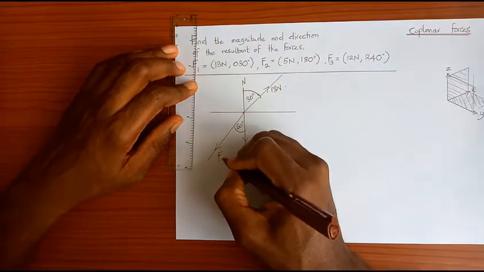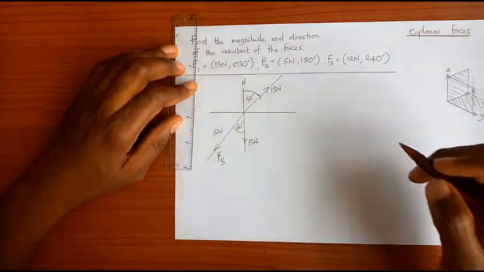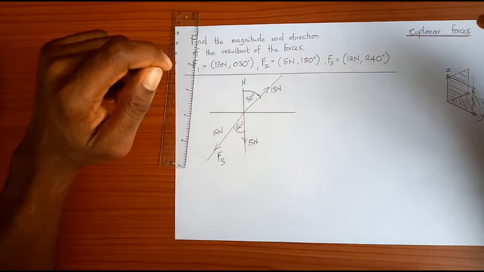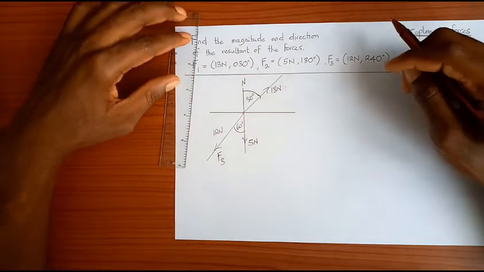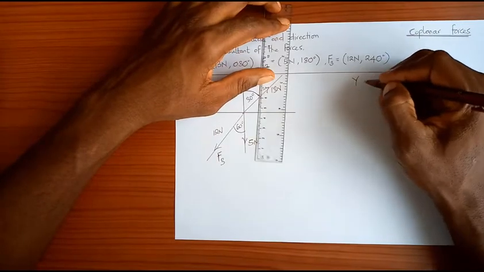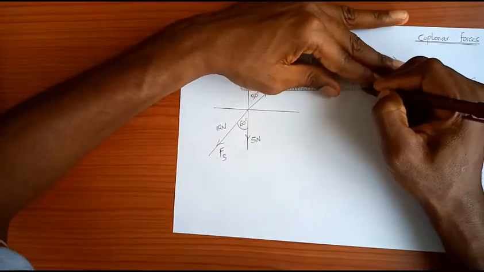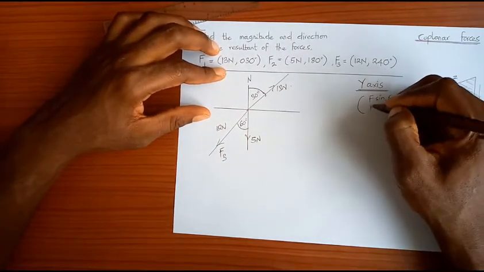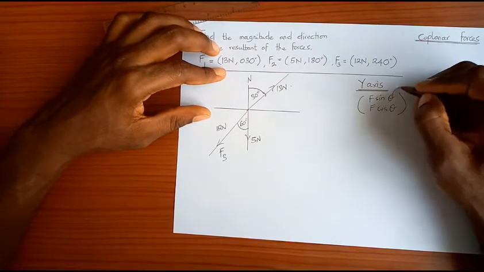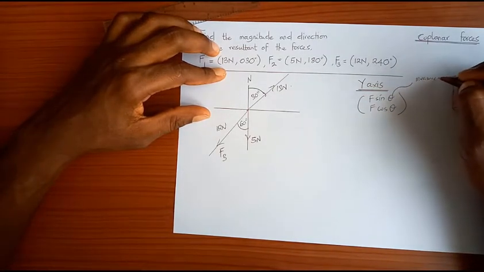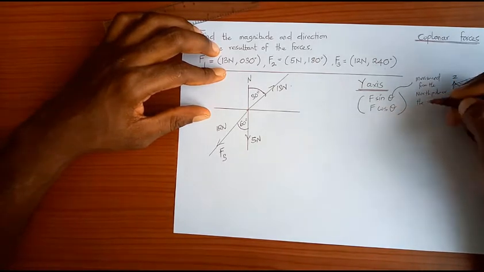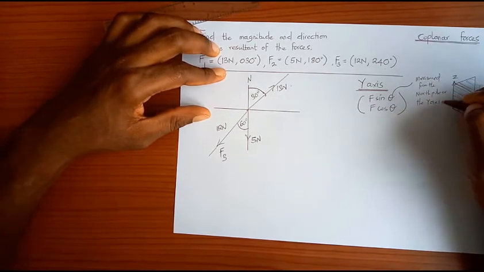So let's go. This is my F3 force, and it is 12 newtons. This is 5 newtons. So we want to use the coplanar approach, but first we need to choose what axis we want to resolve from. So let us use the first method. Let us resolve with respect to the y-axis. It means I need to use the formula f sine theta, f cos theta, where this theta is measured from the North Pole, or let me say the y-axis. I prefer you say the y-axis.